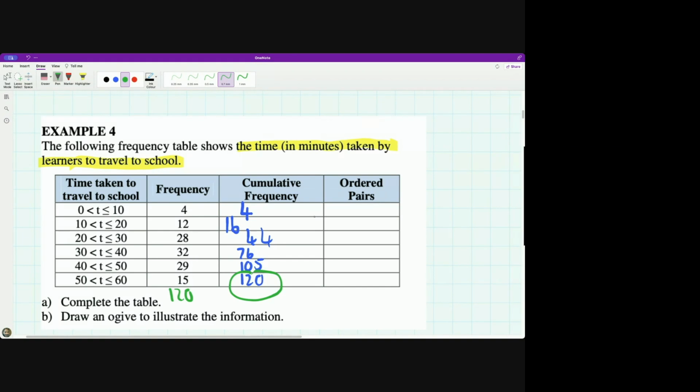So now, how do I get the points that I put on my ogive? Now, they said that you need to use the end point of the interval. So all of these points are going to use the end point of the interval. So I'm going to have a 10, 20, 30, 40, 50, 60. And now what's going to be the y value? Well, it's just going to be the cumulative frequency column. So you're going to get 4, 16, 44, 76, 105, 120.